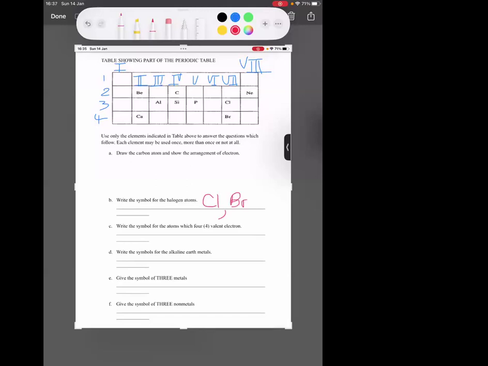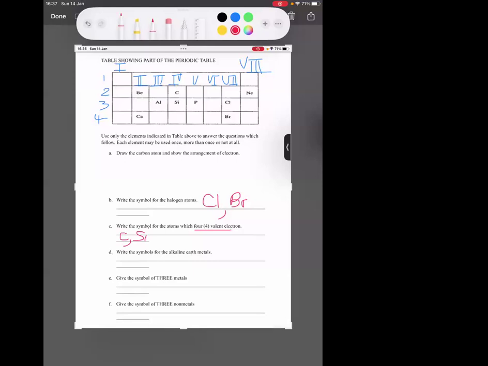Write the symbol for the atom which has 4 valence electrons. Elements with 4 valence electrons have 4 electrons on their last shell. Which group do we have those in? Group 4. So we're going to write what? Carbon and silicon. Good.